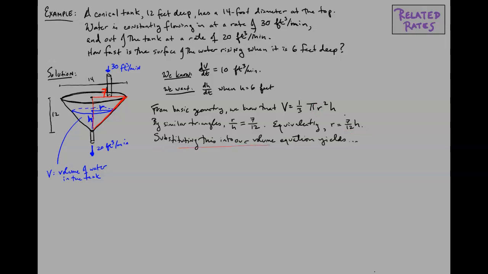So substituting this into our volume equation yields that v is 1/3 pi, and then instead of r, we get 7/12 h squared times h. And if you multiply this out and simplify this, that becomes 49 over 432 pi h cubed. And of course, we're not surprised to get this cubic factor in here since we are talking about a volume. And now this relationship right here is the sort of thing we were looking for. It's a relationship between the variable v and the variable h, and there are no other variables at play.